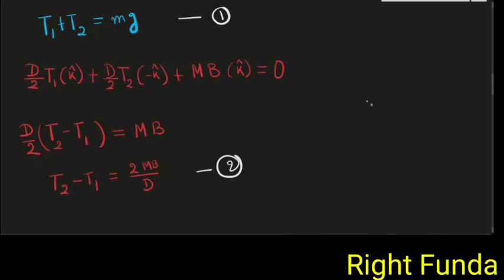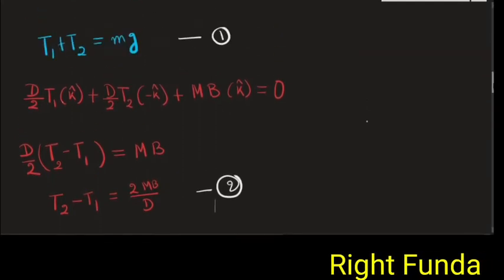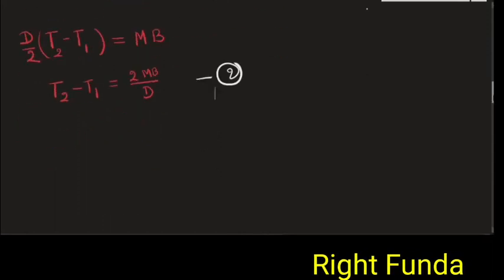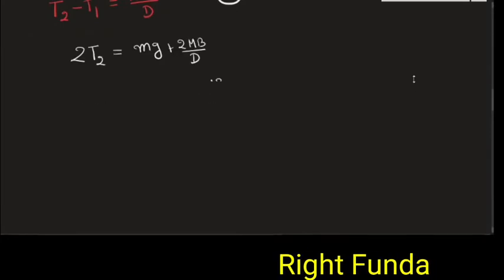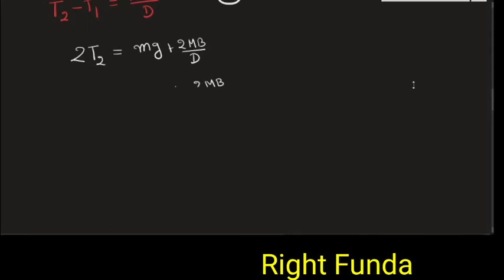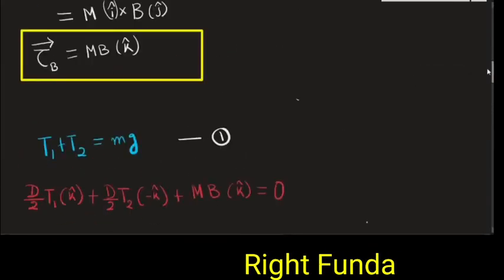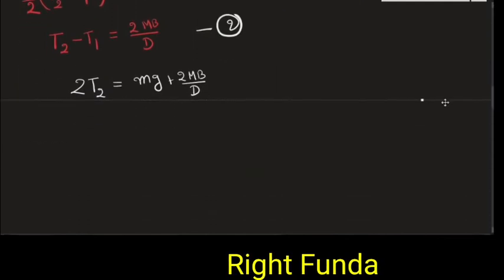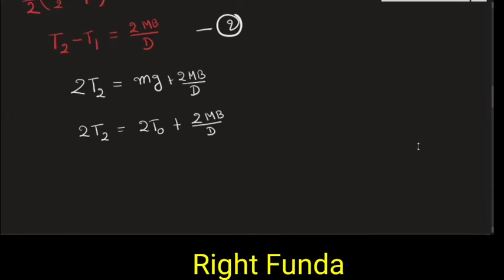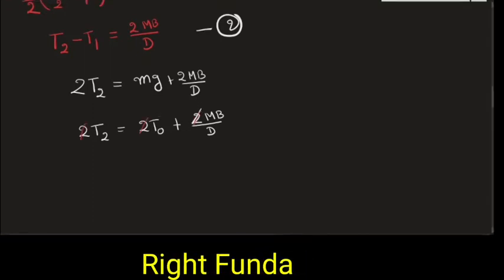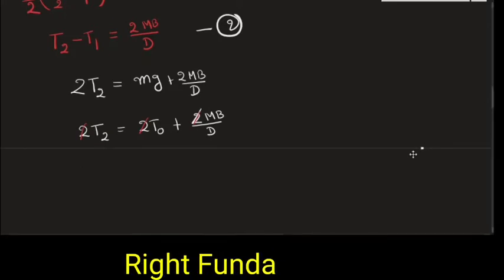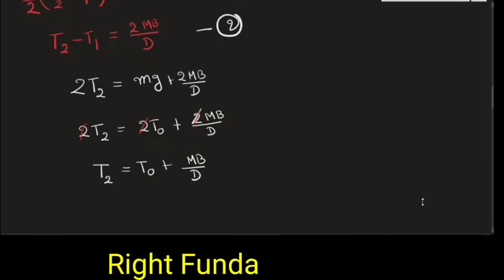If I simplify these two equations, if I add both the equations, then T1 will get cancelled. T2 and T2 will be added together, and we obtain that 2T2 will be equal to mg plus 2MB by d. But what is mg? We calculated in the equilibrium condition that mg is equal to 2T0. So if I put the value of mg, then I get 2T2 is equal to 2T0 plus 2MB by d. I can cancel the 2s, and we can calculate the increased value of T2, that will be T0 plus something that we obtained.